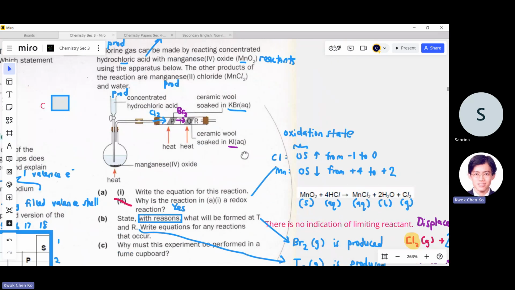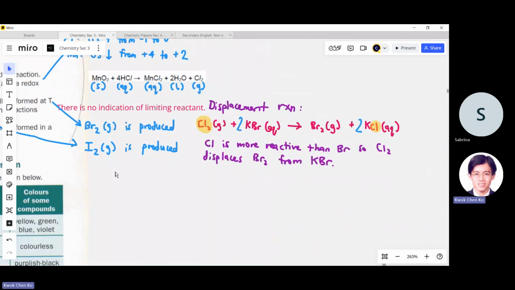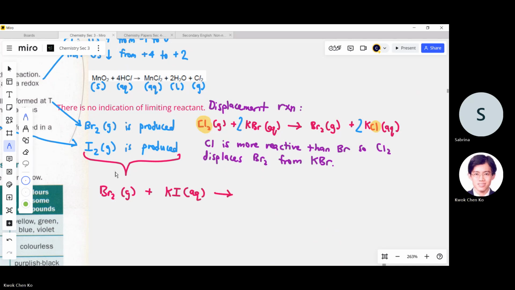Okay, same thing, write your equation out. For this case, you have bromine. Yeah, I know, no need to write the state symbols, but it's good to be mindful of them. Plus KI, which is soaked in the ceramic wool. And then you force iodine to come out, while bromine stays as bromide at the ceramic wool.